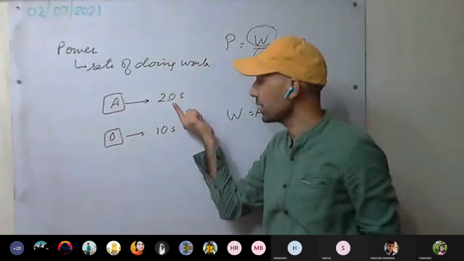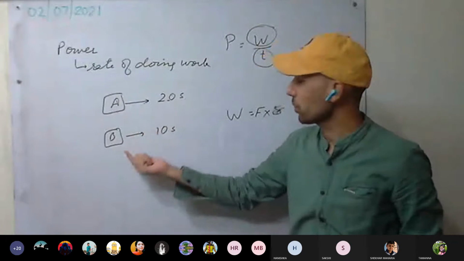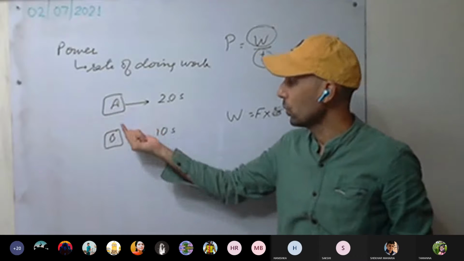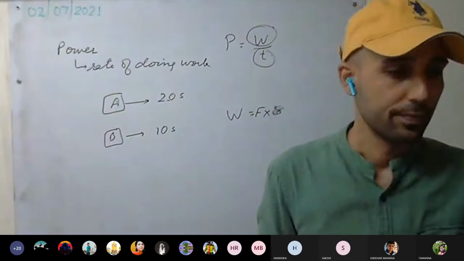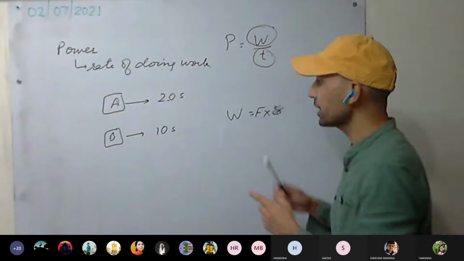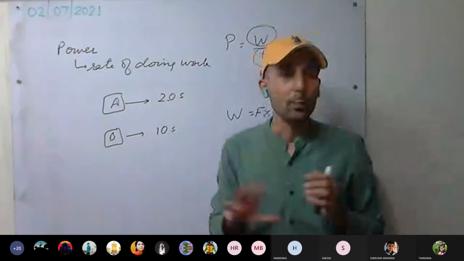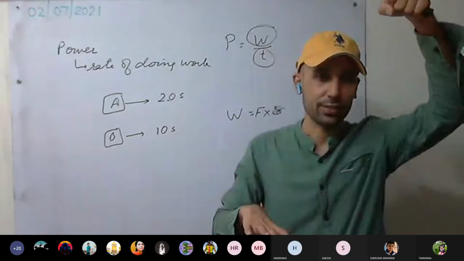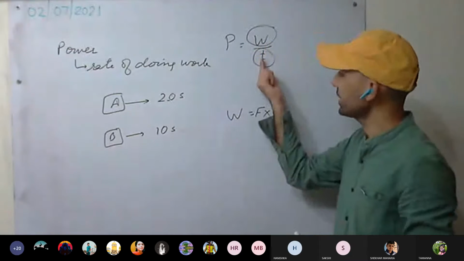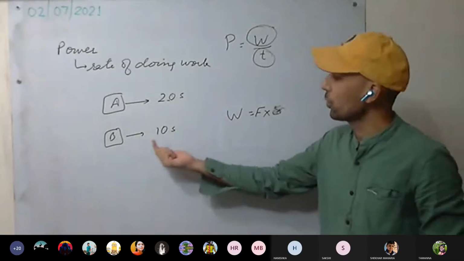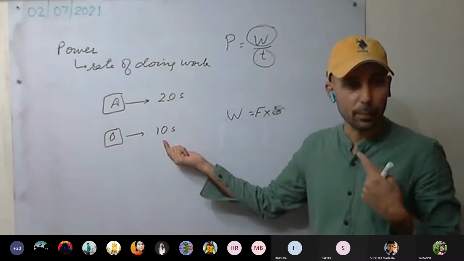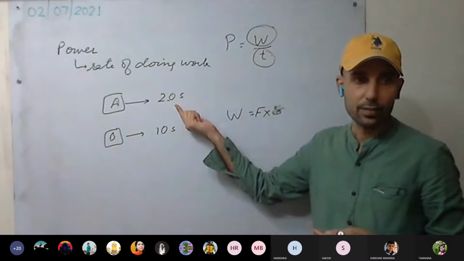But A is doing it in 20 seconds, B is doing it in 10 seconds. So who has more power? Who has spent more power? B has spent more power. Why? B has done it very fast, in 10 seconds only, and A in 20 seconds. So B will spend double the power than A.